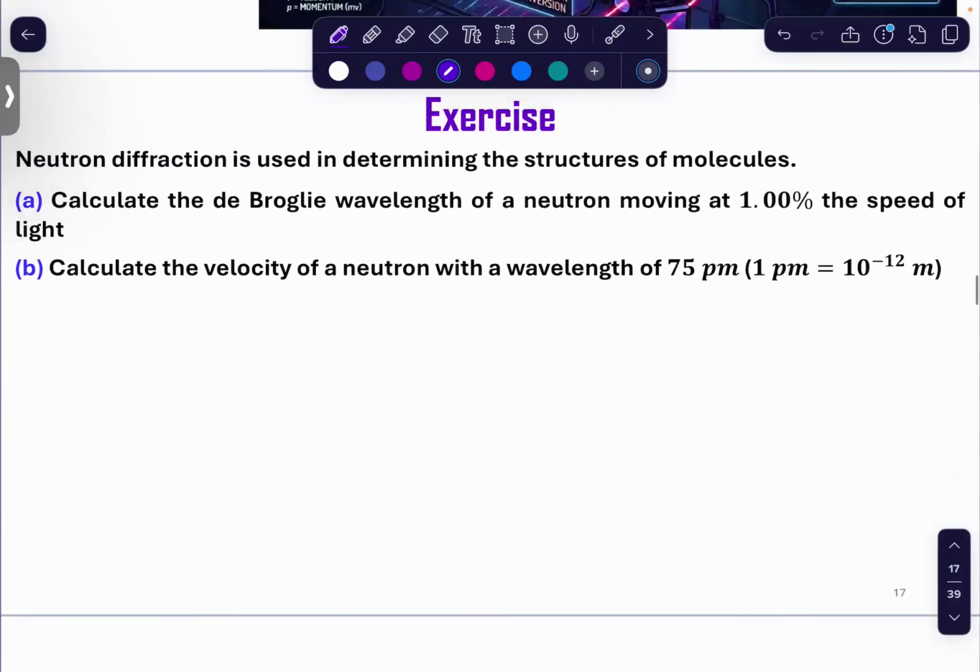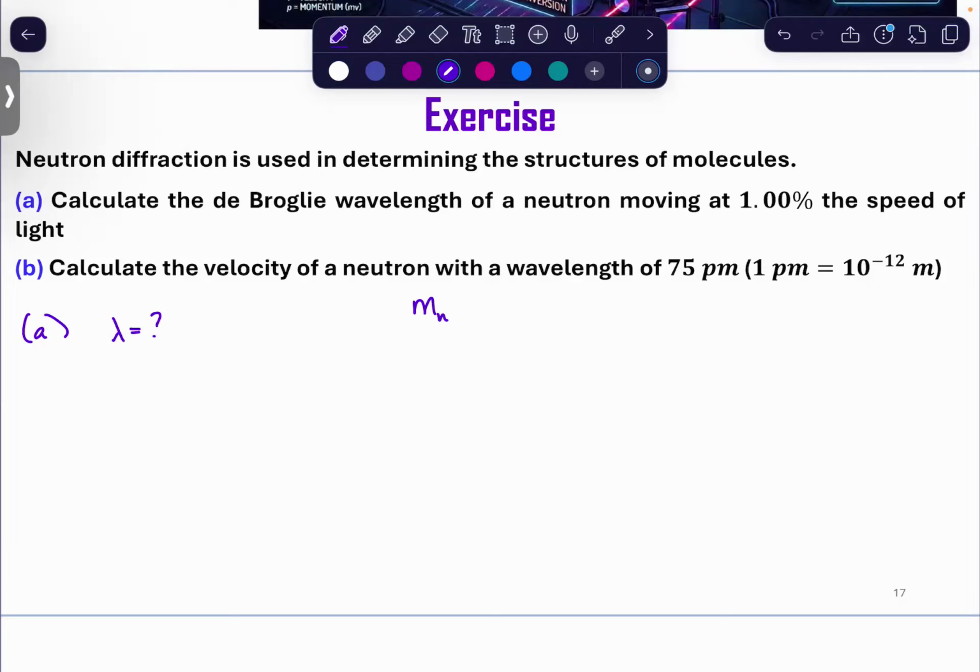So let's see, neutron diffraction is used in determining the structures of molecules. What is the de Broglie wavelength of a neutron moving at 1% the speed of light, which you're going to find is still really, really fast? Calculate the velocity of a neutron if the wavelength is 75 picometers. Okay, so part A, we're being asked for the de Broglie wavelength.